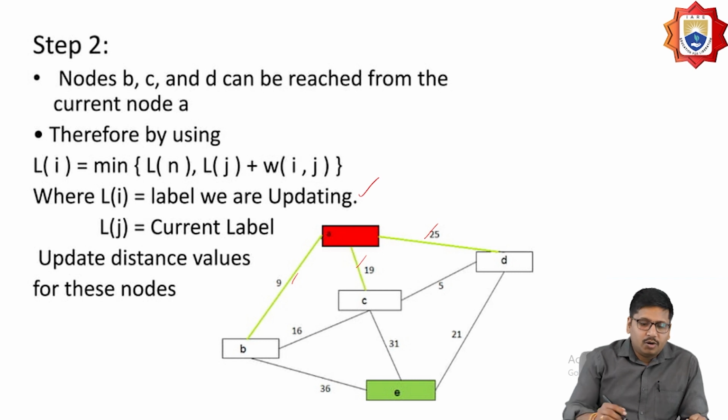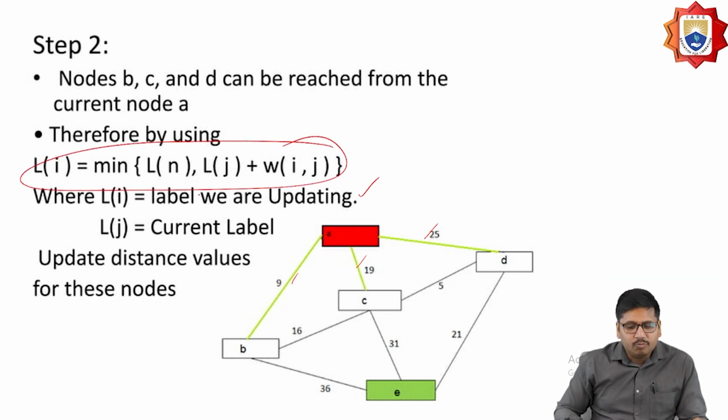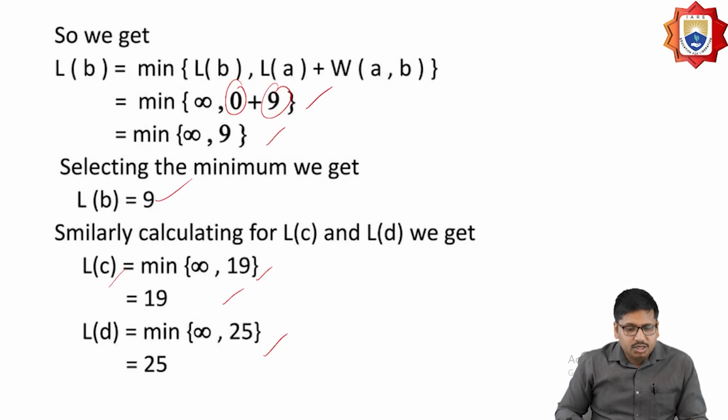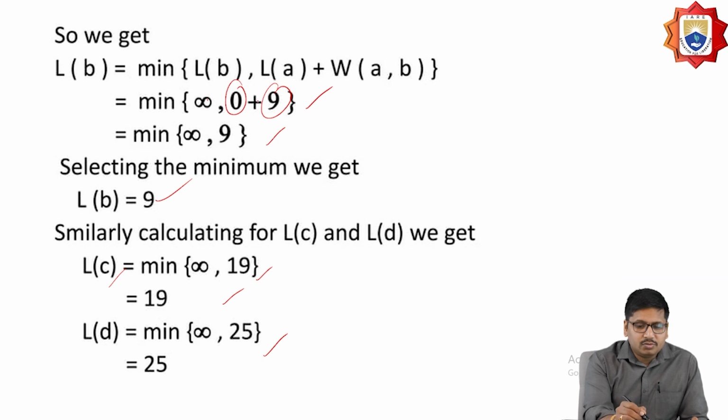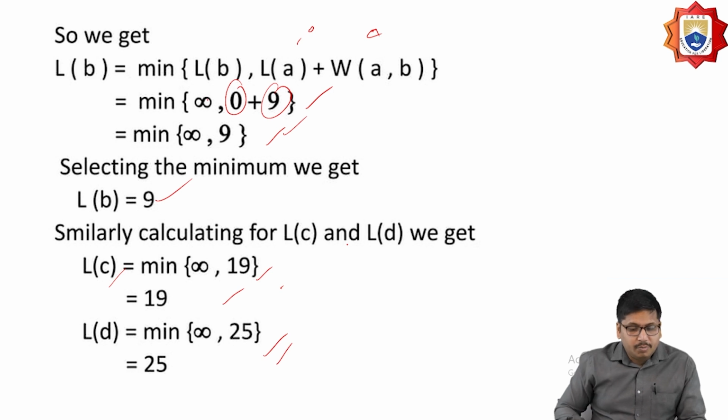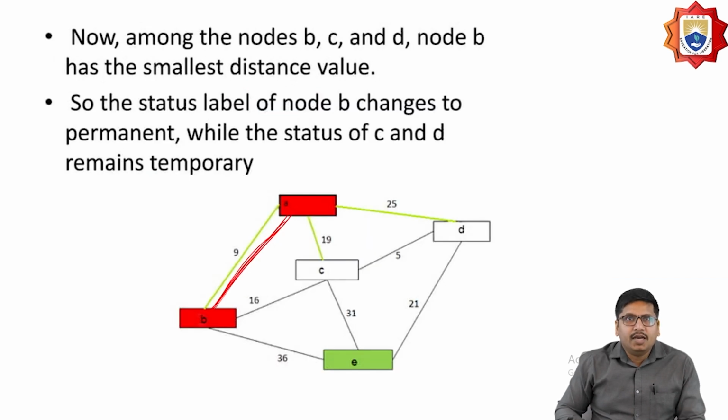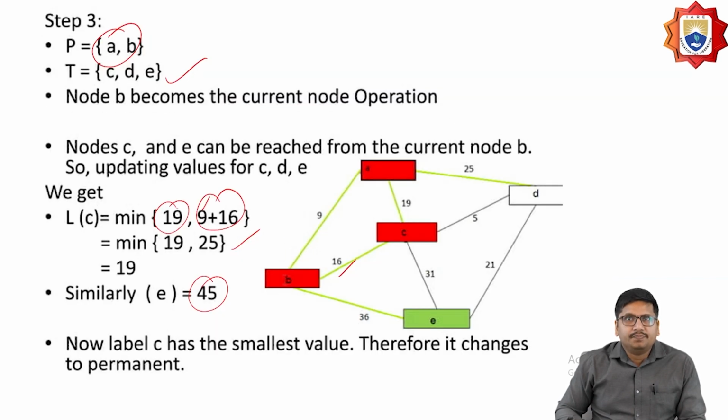From A, according to this formula, how to find the lower bound value of A. So how can I identify this? So the lower bound of b, initially it should be infinity, and then it is the minimum of L of b and L of A plus W of A comma b. So 0 plus 9, it should be 9. So I have to find that 9 is the minimum. Similarly, I have to select L of B and L of C and L of D. So among all of these, 9 is the minimum, so I'm going to get it.